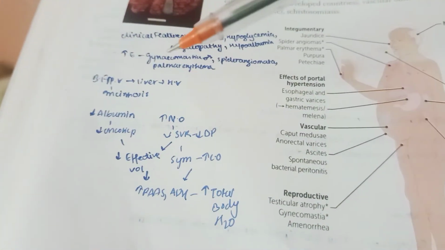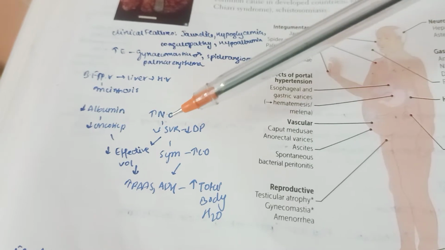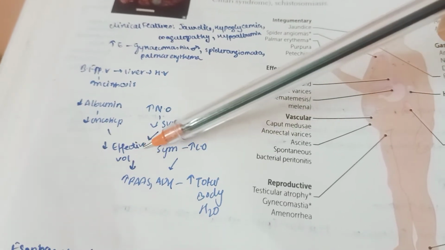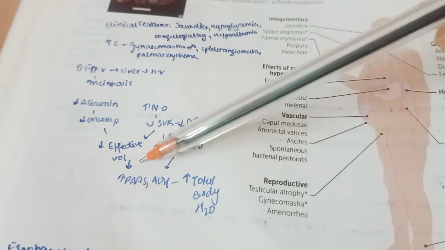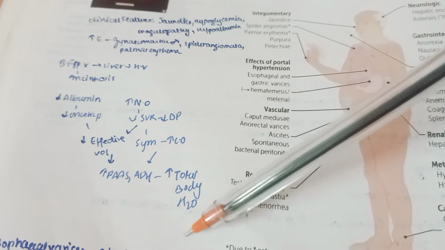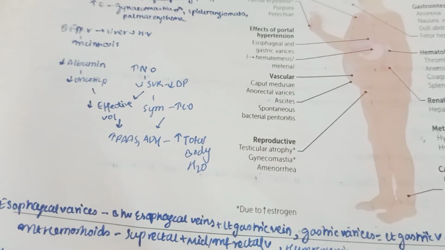The mechanism behind this is decreased albumin, so decreased oncotic pressure, increased nitric oxide, and decreased systemic vascular resistance, finally leading to decreased effective volume. That leads to increased RAS and ADH as the volume is decreased. ADH will lead to increased total body water, with more reabsorption of sodium and water. So this is the problem here.